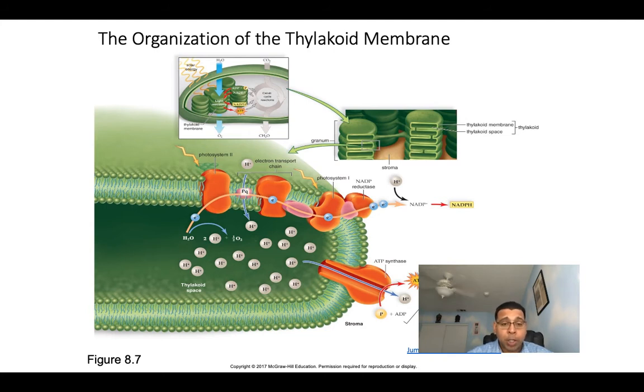The electron transport chain is responsible for carrying electrons from photosystem 2 to photosystem 1, and it pumps hydrogen ions from the stroma to the thylakoid space, as we mentioned earlier. Photosystem 1, which consists of a pigment complex and electron acceptor molecules, is adjacent to the NADP+ reductase, which reduces NADP+ to NADPH.